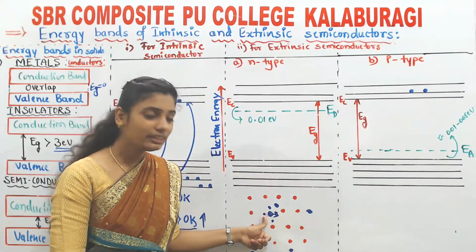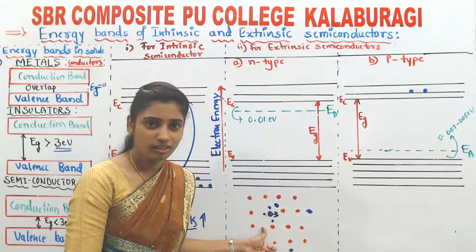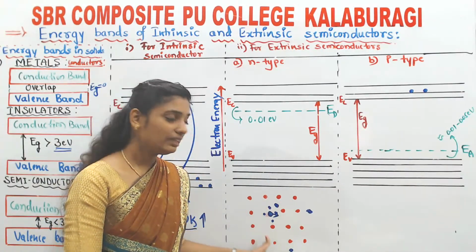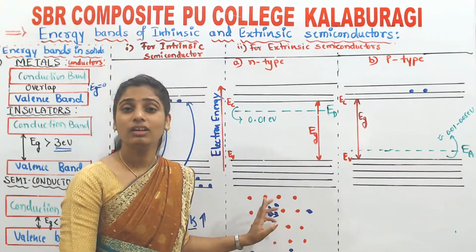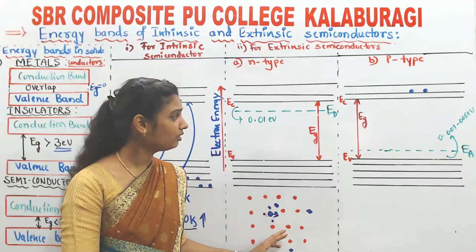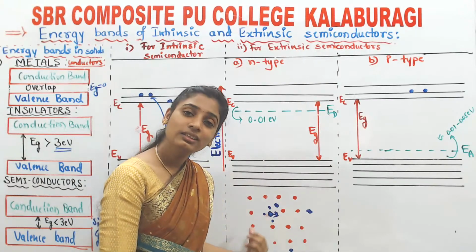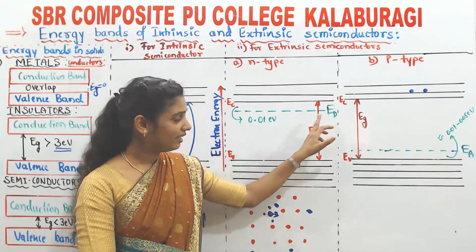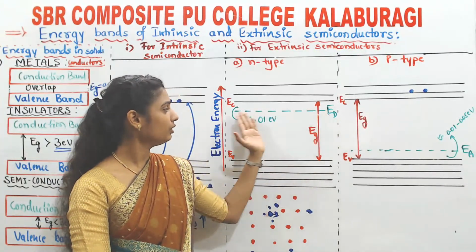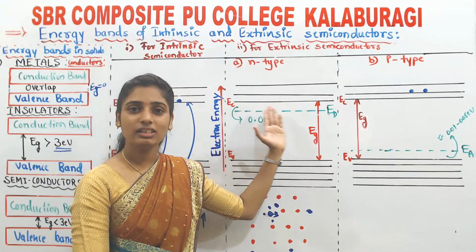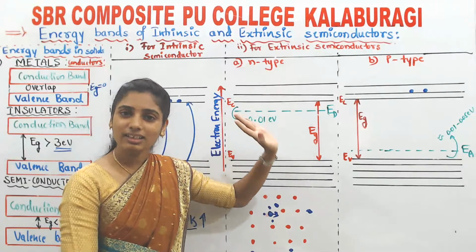So when a pentavalent impurity is added to a tetravalent silicon crystal, what happens? It will be giving free electrons. Each atom will give one free electron to the crystal. So that's why, as they are giving free electrons, they are called donor impurities, and those donor impurities will be giving you an extra energy level which is lying between the valence band and the conduction band.